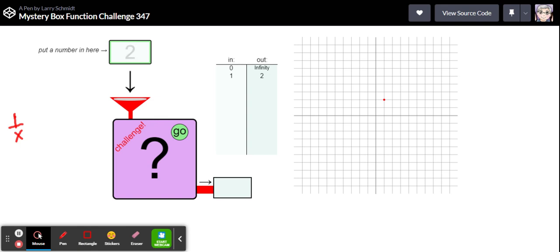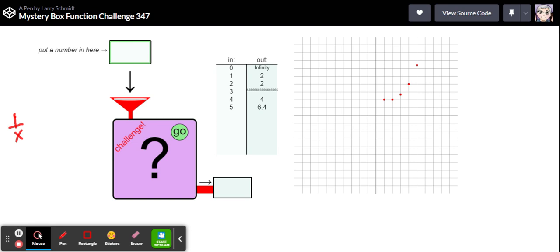How about a 2? Huh. 2 also gives us 2. How about a 3? Okay, now we're going up. How about a 4? Okay, so it looks like we've got a curve there that's going up.